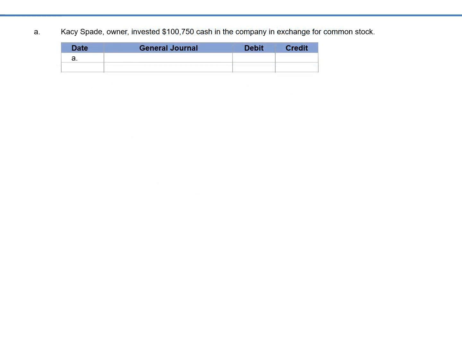So in A, Casey Spade, owner, wonder where they got that name, invested $100,750 cash in the company in exchange for common stock. So the first question we ask ourselves is what two accounts are affected, right? And we see cash here in the description and also common stock, right? So Casey Spade, the owner, invested cash in the company, so the company's receiving cash.